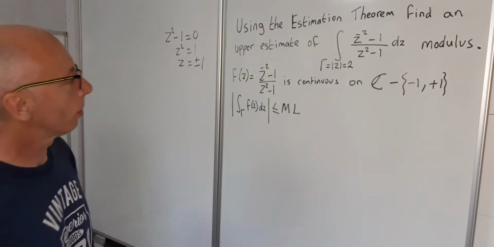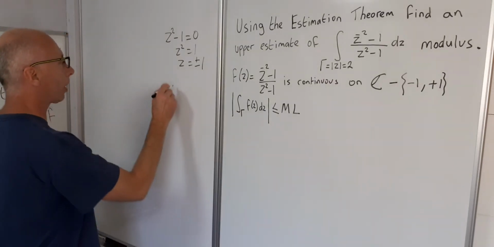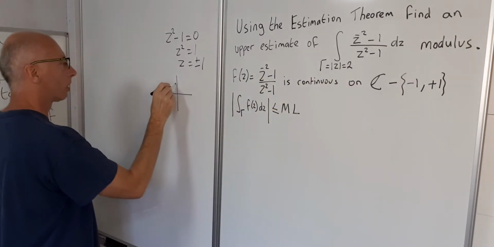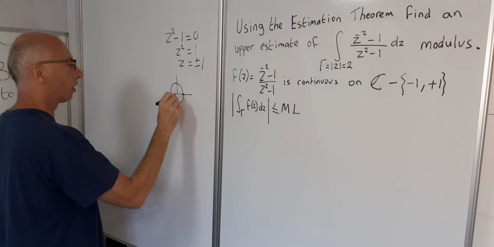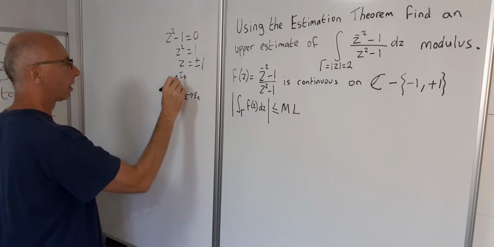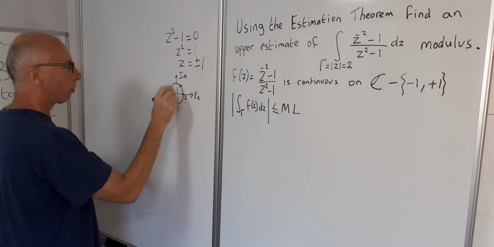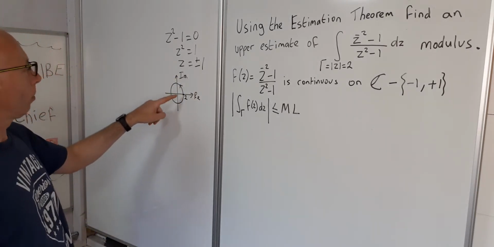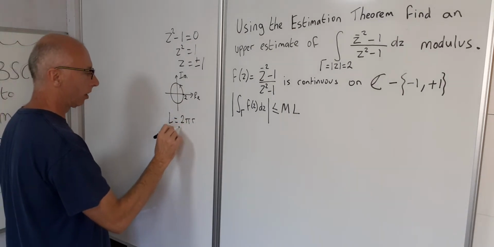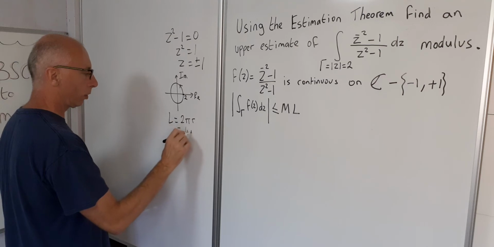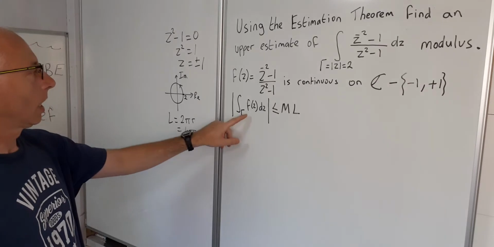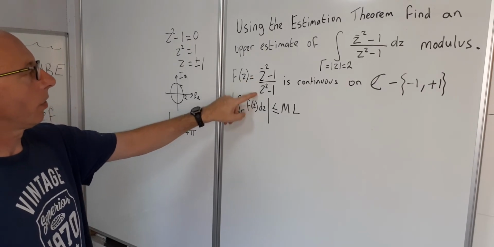So the length of gamma we can do pretty quickly, that's pretty straightforward. Basically it's just a circle with radius 2. That's going to go 2 there, that's our real axis, and that's our imaginary axis, and it will go in an anti-clockwise direction. So what is the length L? Well, L is just 2 pi r, so the radius is 2, so that's 4 pi. That's pretty straightforward.